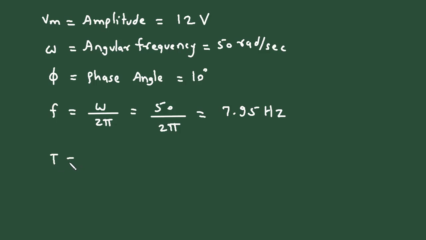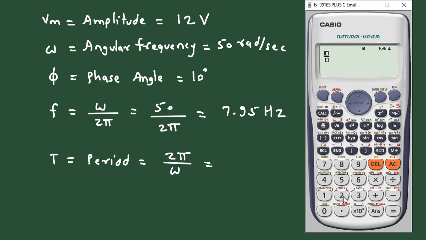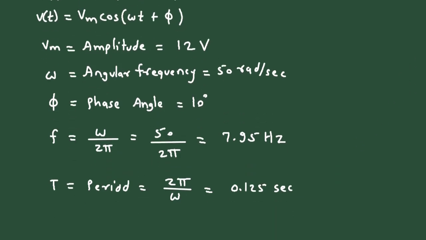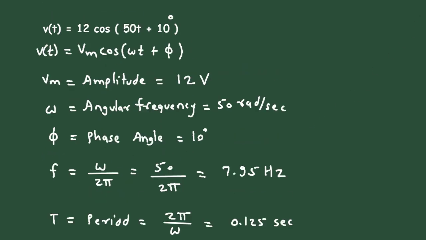Then next is time period, and the formula to calculate time period is the inverse of this, it is 2 pi by omega. So 2 pi by omega, that means 2 pi divided by 50. So it is 0.125, and its unit is second. So this is how we can find amplitude, angular frequency, phase angle, frequency and period.